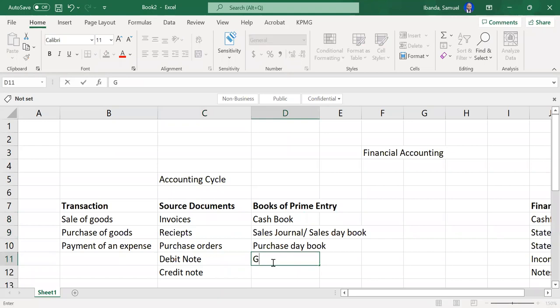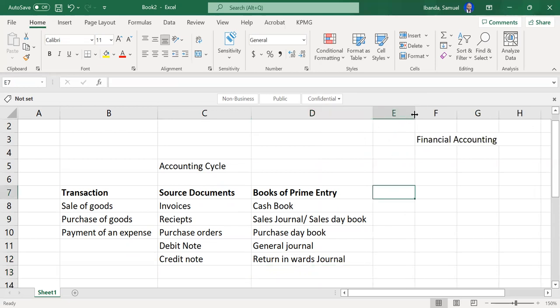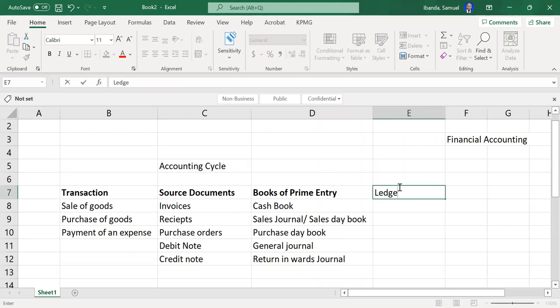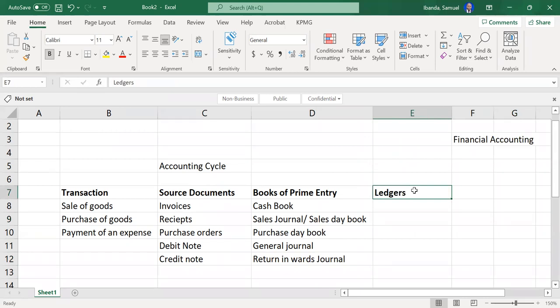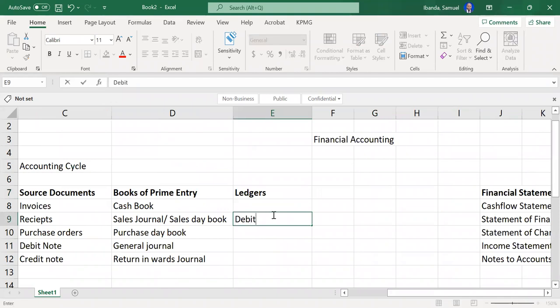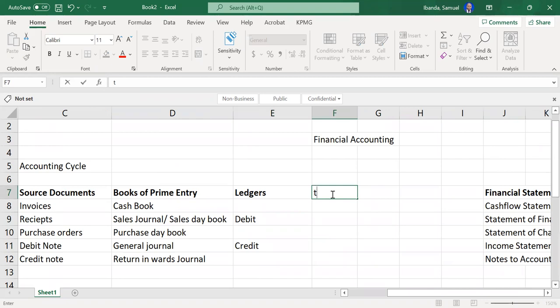Now, we also have other books like the general journal. We have what we call the return inwards journal and returns outwards journal, and so on. So from our books of prime entry, we usually transfer these transactions into the ledgers. These are usually our T accounts, and are usually demonstrated by a debit and a credit. And from our ledgers, we go on to draw our trial balance, because we balance off our ledgers and get balances that move to the trial balance.